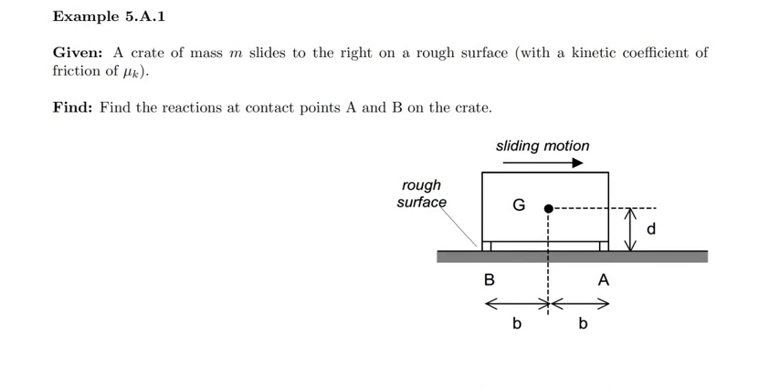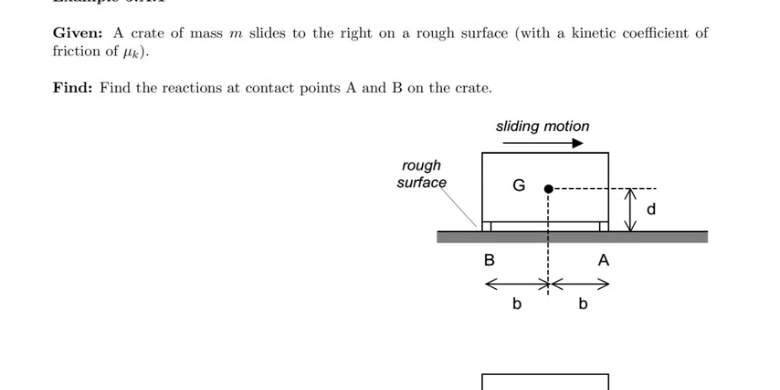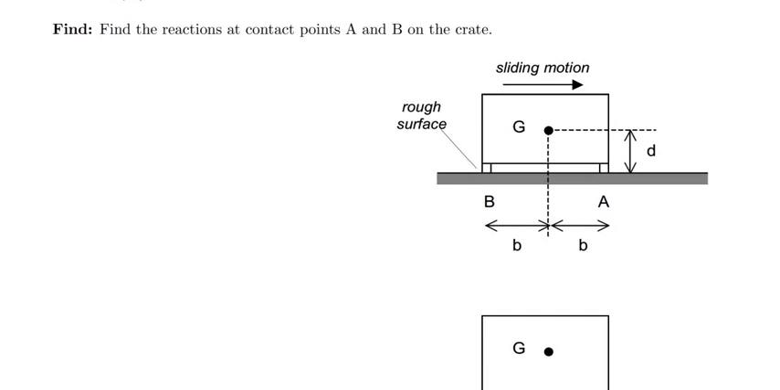Okay, so in this problem we have a crate of mass m, which slides to the right on a rough surface with a kinetic coefficient of friction of mu k. In this problem we're asked to take this information and find the reactions at contact points A and B on the crate. Okay, so the way I'm going to work this out is I'm going to note that because we're looking for forces, it makes sense to start by drawing a free body diagram.